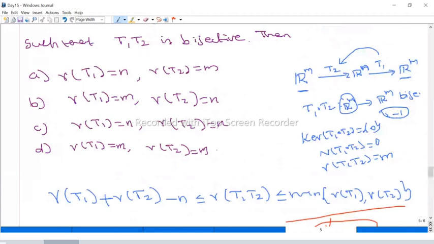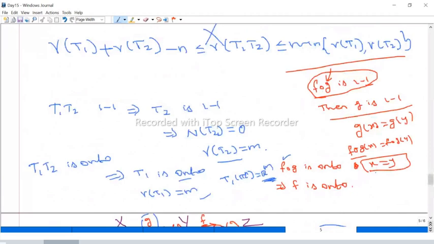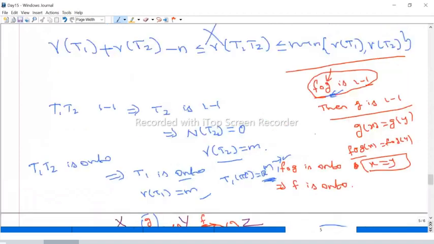What is the last one? Here we don't use this formula, but you should know this one. Whenever the composition is 1-1, from the right-hand side, the first function is 1-1. If the composition is onto, from the left-hand side, the first function is onto. So once you know it's 1-1, the nullity is 0. If it is onto, the rank is full rank. So that is an important thing. Any doubt in this?